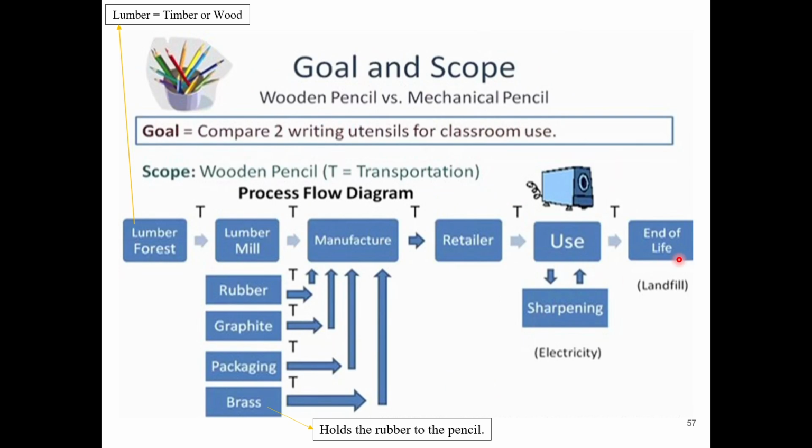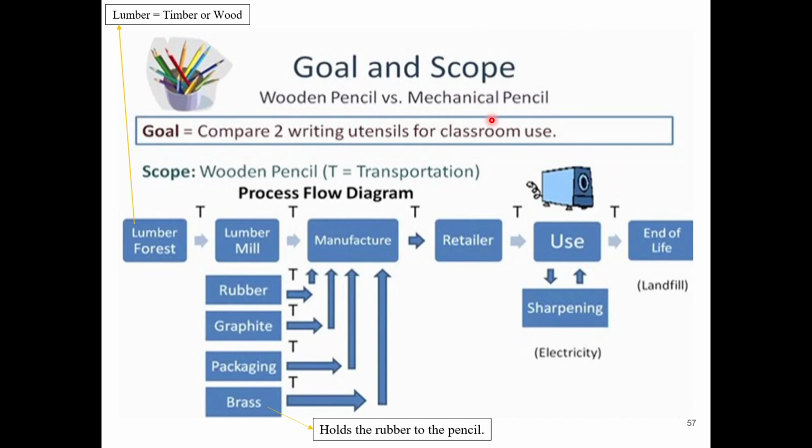So let us take an example. Okay, let us take an example of the goal and scope. So let us compare the wooden pencil versus the mechanical pencil. Okay? The wooden pencil is what we generally use in our childhood, and the mechanical pencil is the one which has a consistent width. Okay, so it is pressed from above. It has a spring basically.